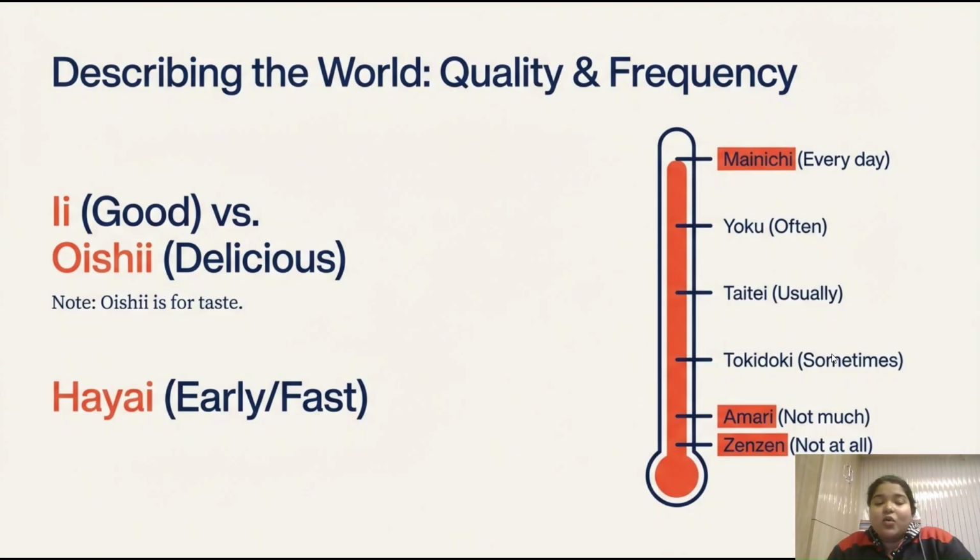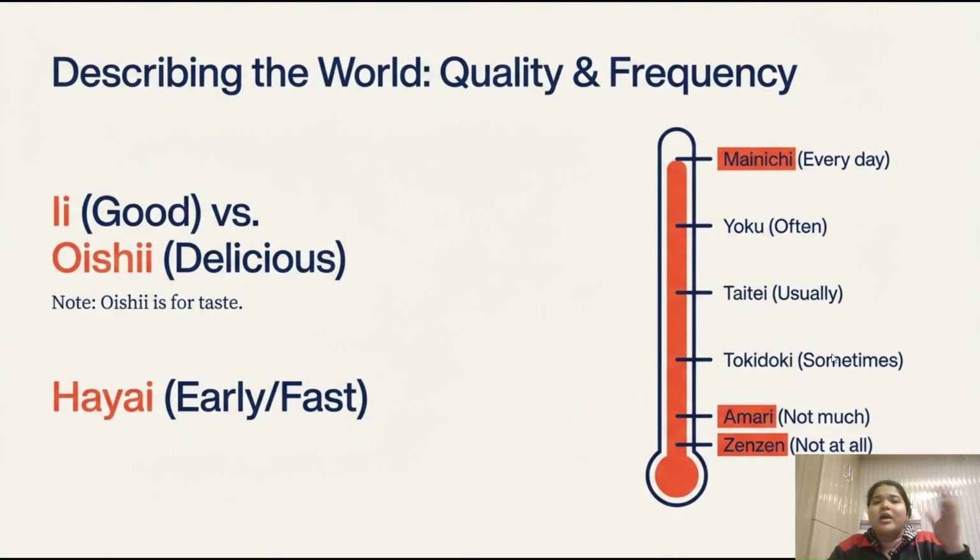Now, let's go and see these two new words. These are going to be ii and oishii. Now, a lot of times you may come across a lot of dramas, a lot of animes, a lot of locals from Japan.